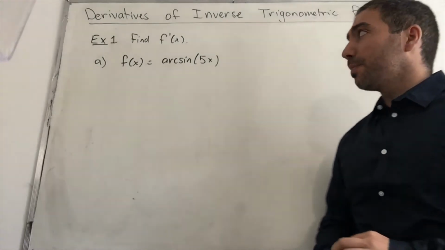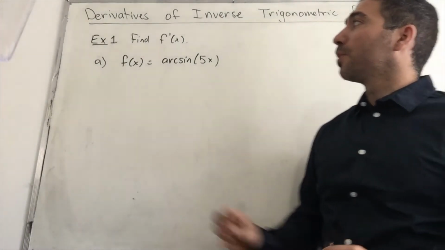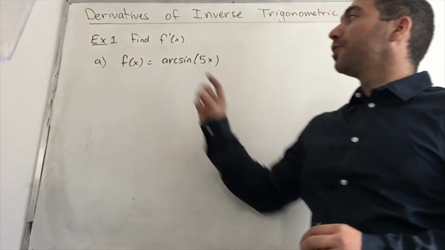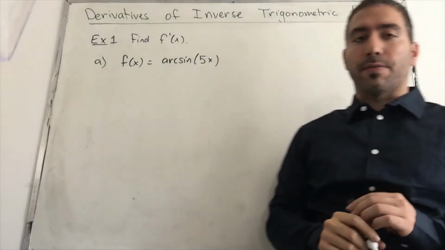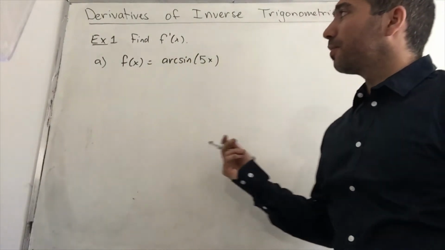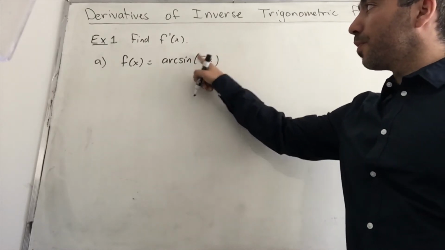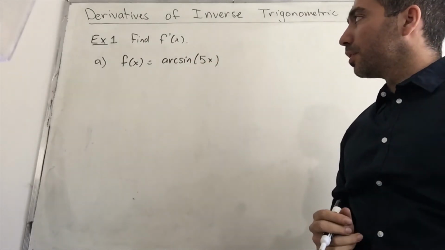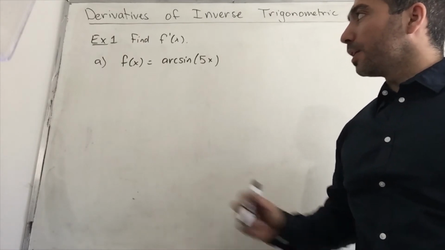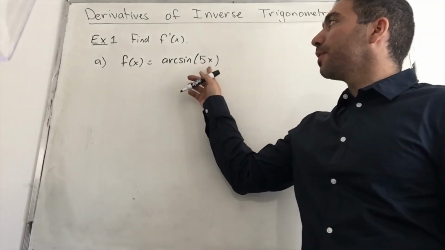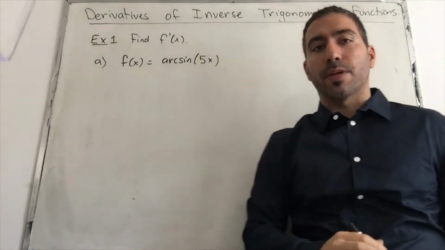So let's take a look at our example here. We're asked to find the derivative given that the function is equal to arcsine of 5x. The first thing you have to catch is the fact that there's a 5 here, so it's not the regular derivative. We have to apply the chain rule. It's a composition of functions. We have the arcsine function, and then we have the function y equals 5x.